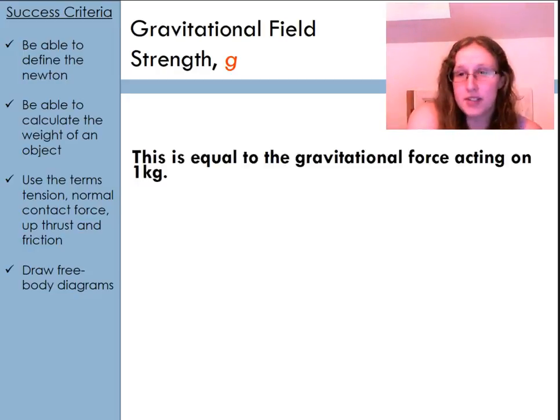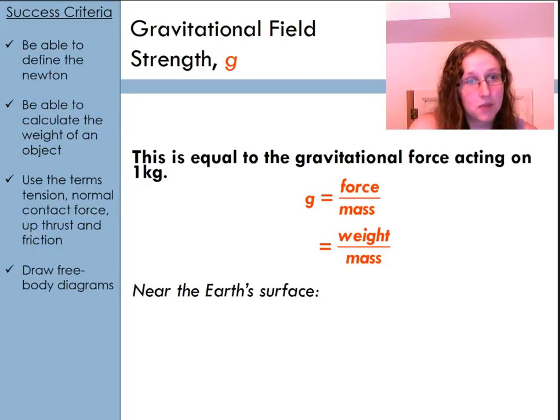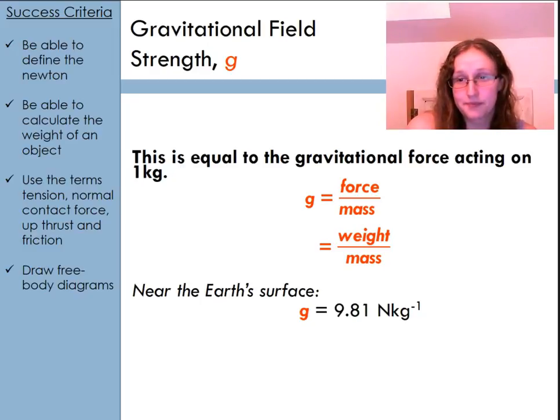So gravitational field strength is just equal to the force acting on 1 kilogram. So gravitational field strength equals force divided by mass, which is basically exactly the same as saying weight divided by mass. Just something to be aware of, because if you haven't got clearly in your head that weight and mass are different, you are going to be in trouble. And as I've said earlier, near the Earth's surface, that's going to be 9.81.